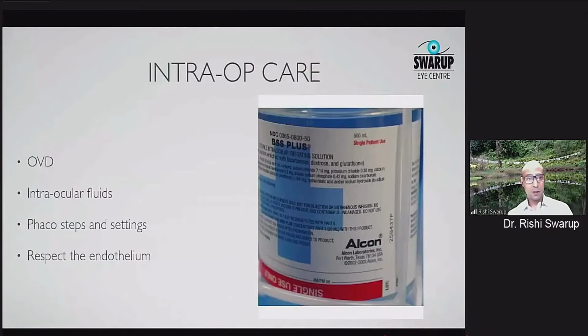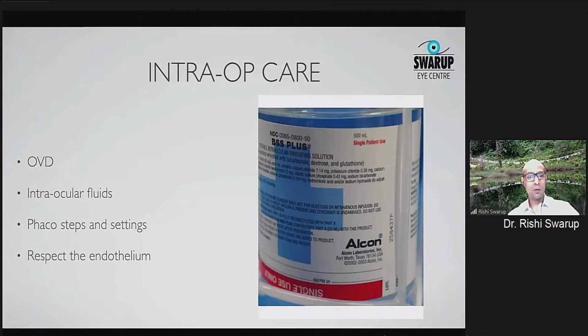Intraoperatively, lots of things have to be done. You have to use the right viscoelastic at the right frequency, and maybe a combination of viscoelastics. You have to use the right intraocular fluids and minimize intraocular fluids. Don't put anything that's really not necessary. If you can avoid putting in trypan blue, avoid intracameral adrenaline, please avoid all of these things. Use only what is necessary, because anything can possibly further damage the endothelium.